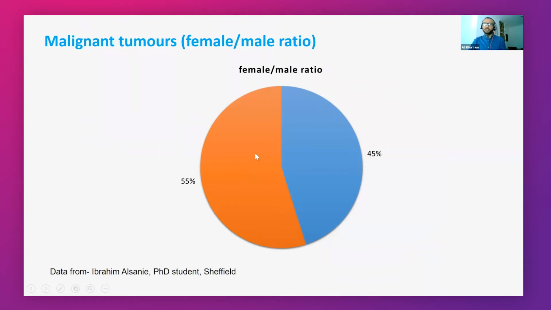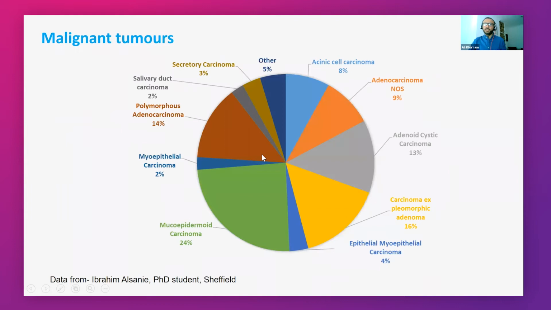And in this cohort, the split between males and females is fairly similar, with the malignant cancers slightly more common in females. When we look at the tumor types, the most common one is mucoepidermoid carcinoma, which is also the one that's been described in the literature as being more common. But of course, there are other ones that you are more familiar with, like adenoid cystic carcinoma, 13%, polymorphous adenocarcinoma, etc.